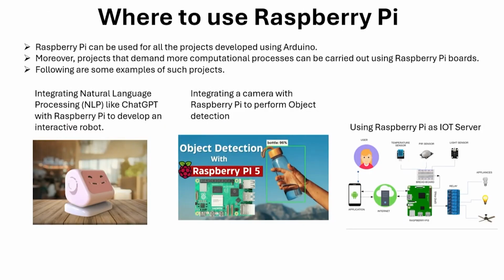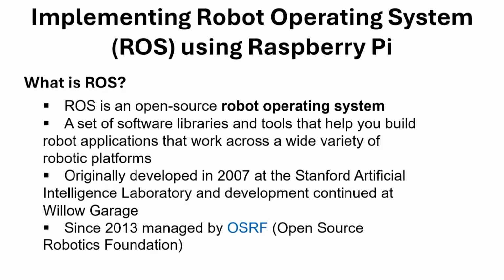So, where to use Raspberry Pi? Raspberry Pi can be used in all the projects that Arduino can do, because it is more generic, but particularly projects that need more computational processing, there you need it. Some examples are NLP type of applications like ChatGPT, or integrating a camera with Raspberry Pi to perform object detection, or using Raspberry Pi as an IoT server. These are some of the examples where you can use this system.